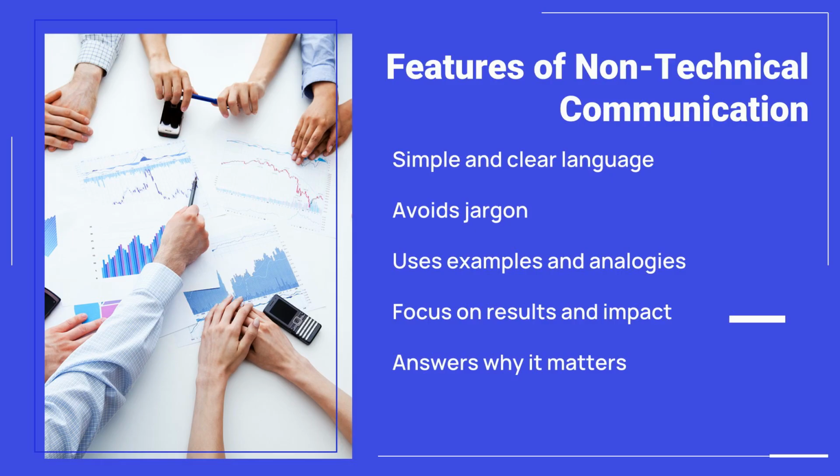Engineers must use simple and clear language, avoid jargon and complex terms, use examples and analogies, focus on benefits, impact, and outcomes. For example, instead of saying we optimized the algorithm to reduce computational complexity, an engineer can say we improved the system so it works faster and uses less memory. The message is clearer and easier to understand.